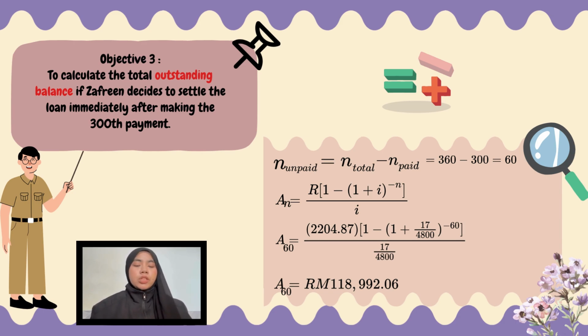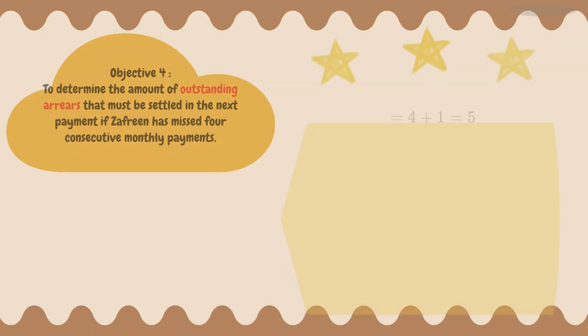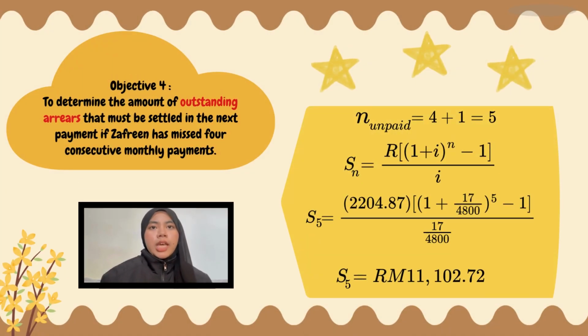Objective 3. We want to find the outstanding balance if Zafrin decides to settle the loan after making the 300 payments. We use the formula N unpaid equals N total minus N paid. The total of the N unpaid is 60. To find the balance of the payments, we use the formula A n equals R multiplied by 1 minus (1 plus I) to the power of negative n, over I. After you insert the information into the formula, you will find the answer is A equals RM118,992.6.